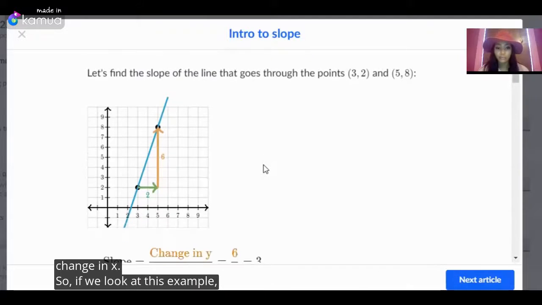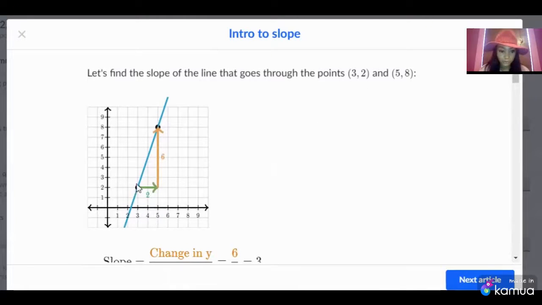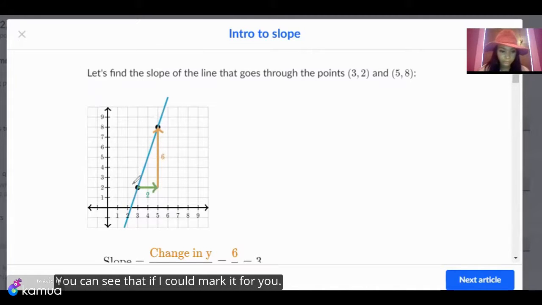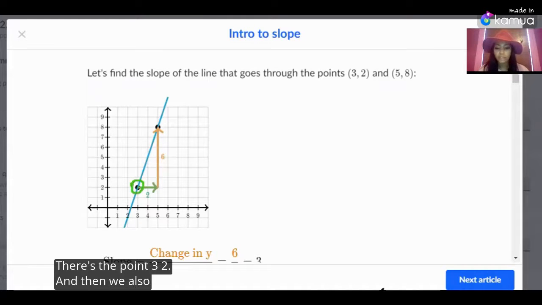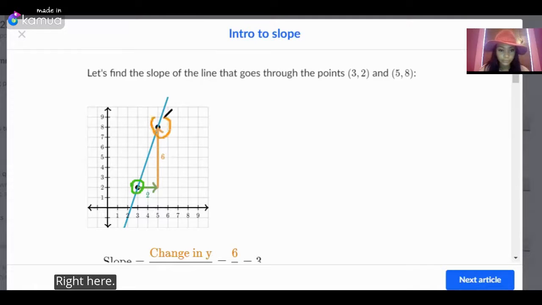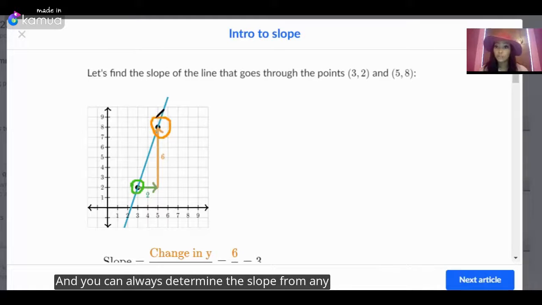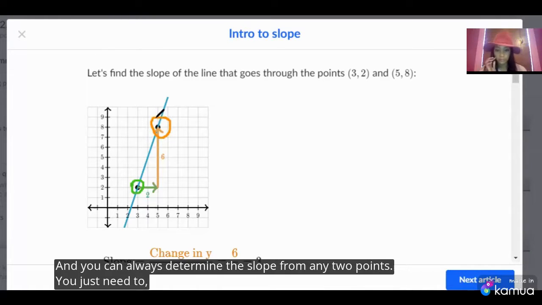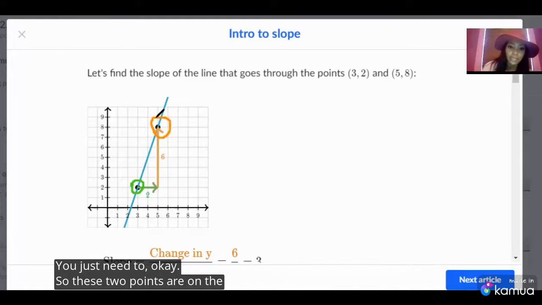So if we look at this example, we had the point (3, 2), which is right here. Hopefully you can see that. See if I can mark it for you. There's the point (3, 2), and then we also had the point (5, 8) right here. And you can always determine the slope from any 2 points. You just need 2, okay? So these 2 points are on the line.